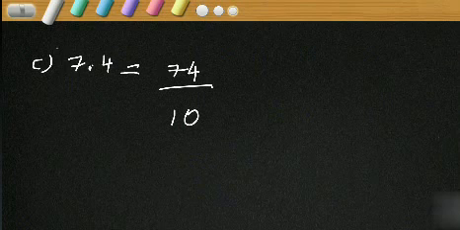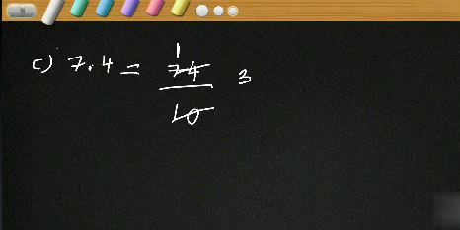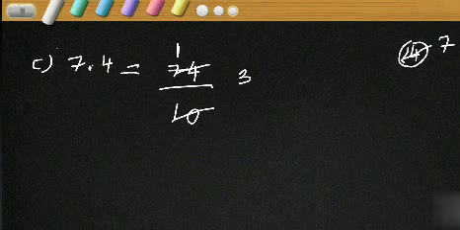Can 74 and 10 be divided by any common factor or table? Yes, both are divisible by 2. 74 is divisible by 2 and 10 is also divisible by 2, by applying the divisibility rule for 2. So we divide the numerator and denominator by 2's table. 2 threes are 6, 6 after 7, balance 1. Keep that 1 and the coming 4 together, it becomes 14. 2 sevens are 14. So 37 in the numerator, and in the denominator 2 fives are 10.